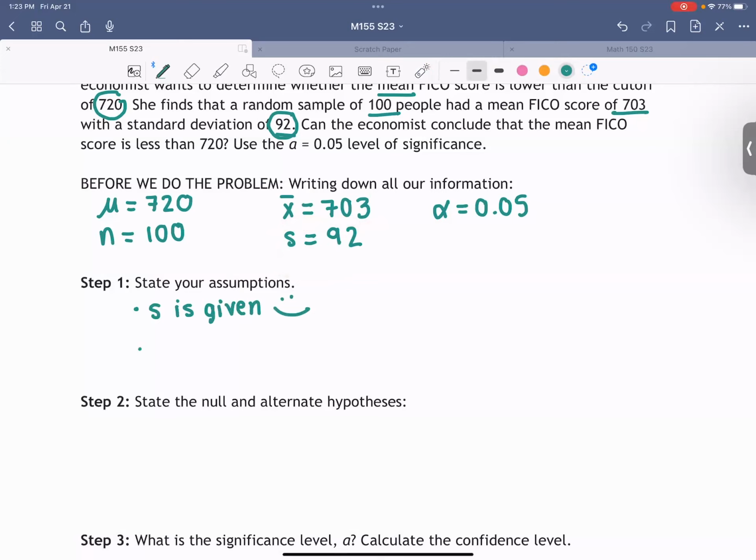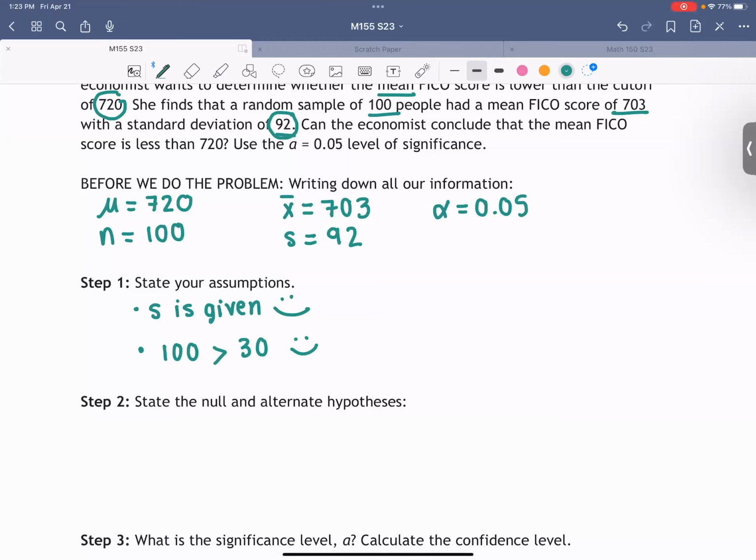The next one is going to be, is the sample size bigger than 30, right? That's what we've been doing for the past couple of weeks. We have to check to see if our sample size 100 is bigger than 30. Is 100 bigger than 30? Yeah, right. So looks like we're good. We don't have to do anything else. 100 is bigger than 30. Cool. So that means we can actually do the problem.